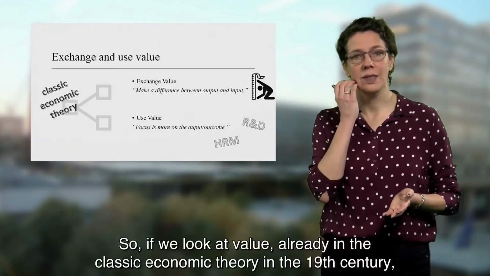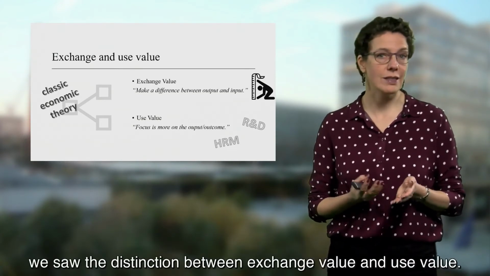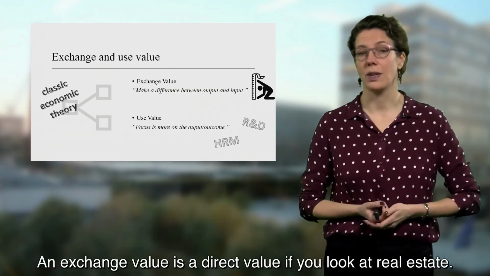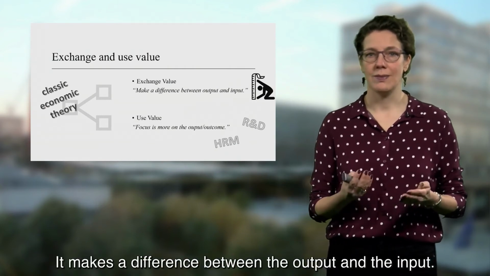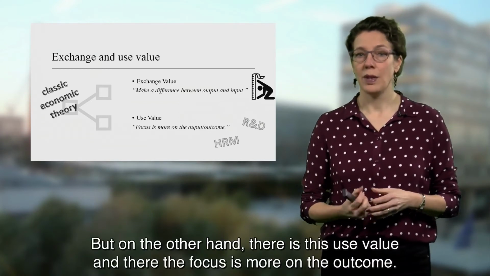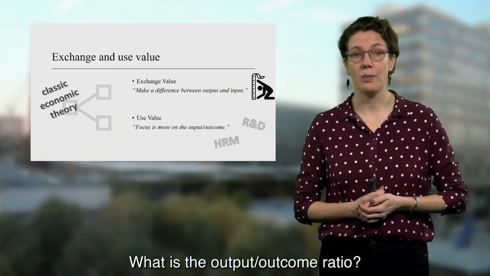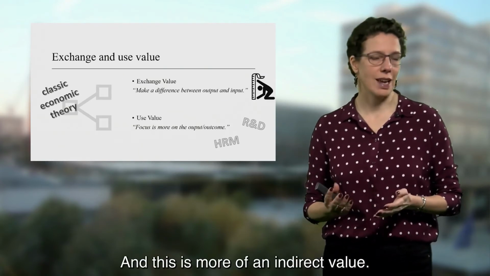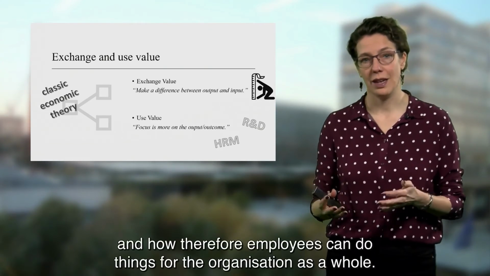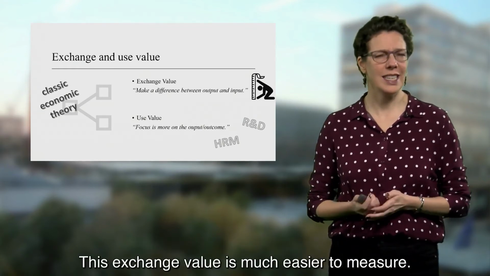So if we look at value, already in the classic economic theory, in the 19th century, we saw the distinction between exchange value and use value. And exchange value is more focused, it's a direct value if you look at real estate. It makes a difference between the output and the input. It's what you can reach with the real estate itself. But on the other hand, there's this use value, and there the focus is more on this outcome. What's the output-outcome ratio? And this is more of an indirect value. So this is, for example, how the workplace design supports employees and how therefore employees can do things for the organization as a whole.